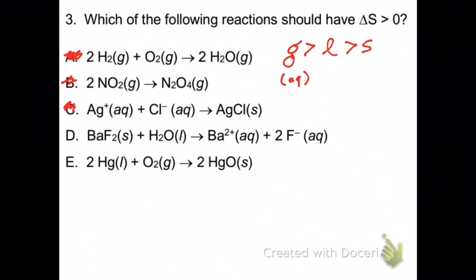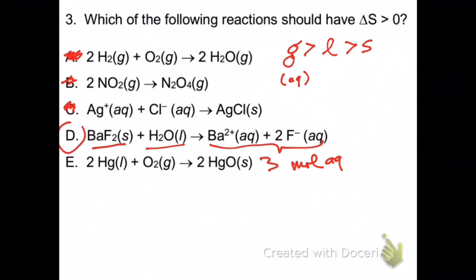In choice D, we go from 1 mole of solid and 1 mole of liquid to 3 moles of aqueous. And that's going to be the increase because aqueous, generally speaking, has a greater absolute entropy than its liquid and solid counterparts. And then finally, in the last choice, we're going from 2 moles of liquid and 1 mole of gas to 2 moles of solid. Now, forget about it. That's going to be a decrease. So the answer is D.